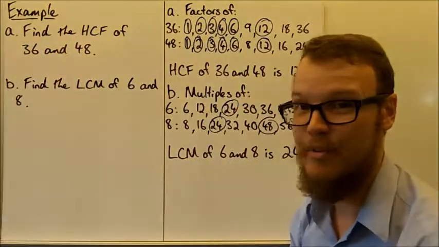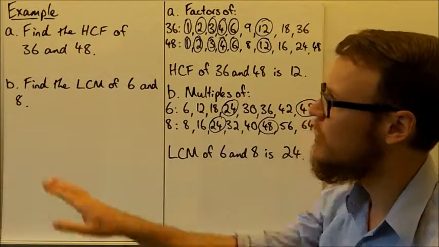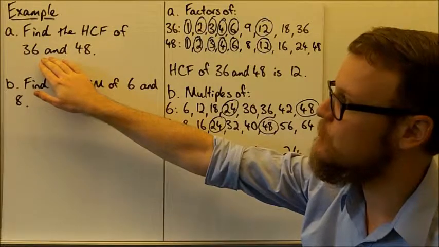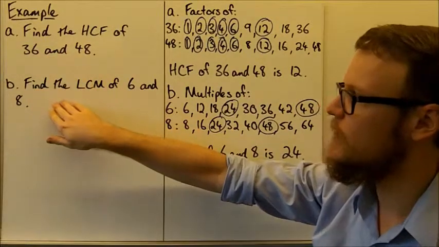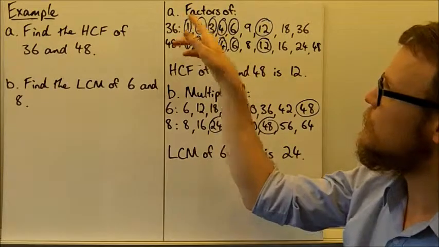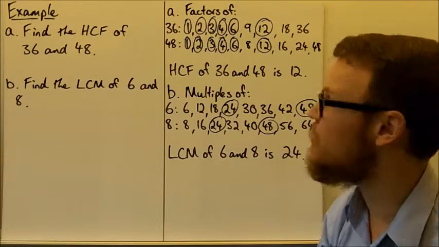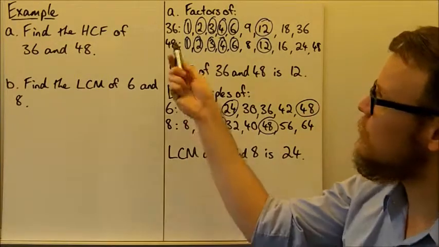So here I've got a couple of examples, one finding a highest common factor, one finding a lowest common multiple. Firstly, the HCF of 36 and 48, and the LCM of 6 and 8. So, first of all, if we're trying to find the highest common factor, we need to list the factors of each value. Firstly, we list the factors of 36.